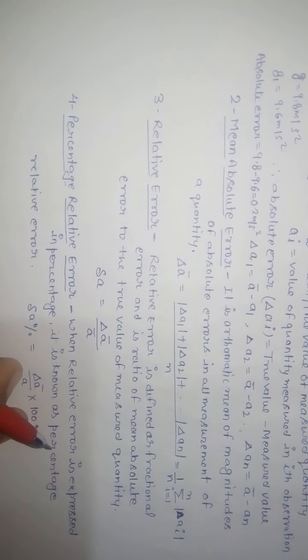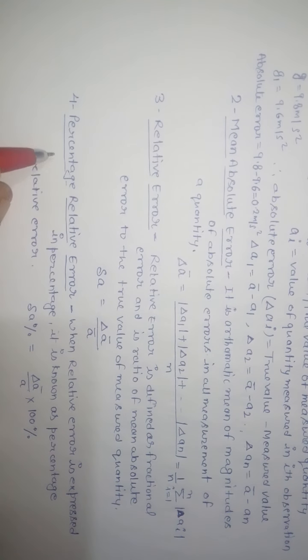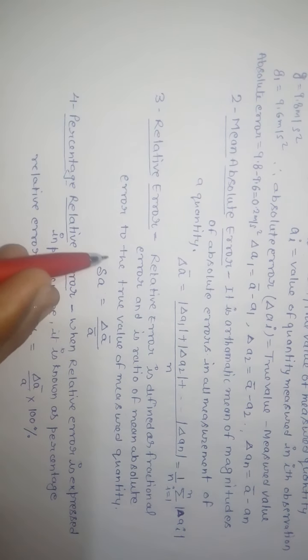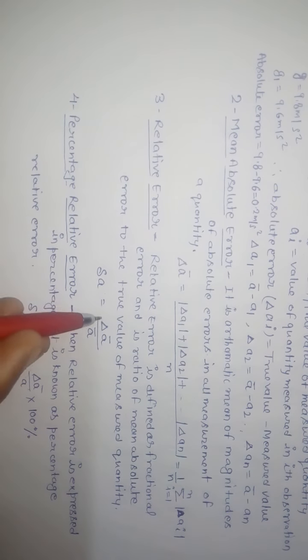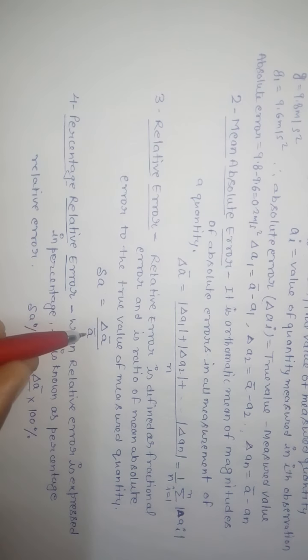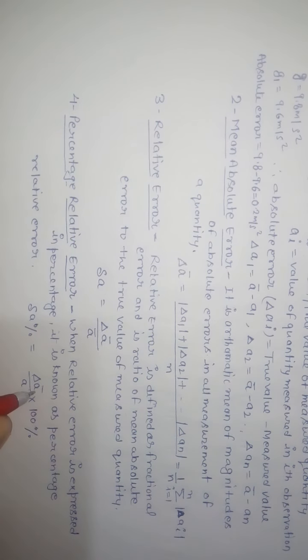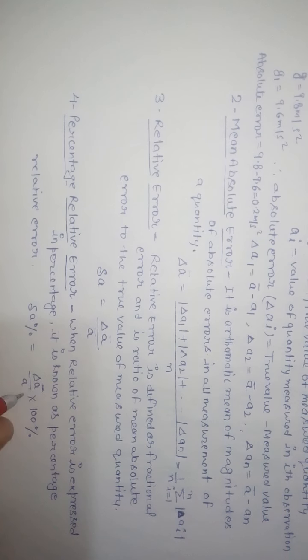And at last we have percentage relative error. When this relative error is expressed in percentage, then the error is known as relative percentage error. The delta A percentage is equal to delta A mean upon A mean into 100%.